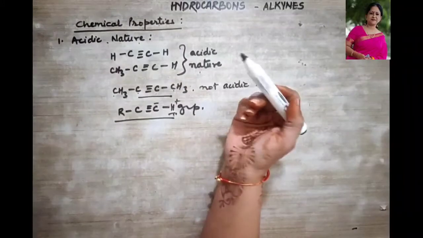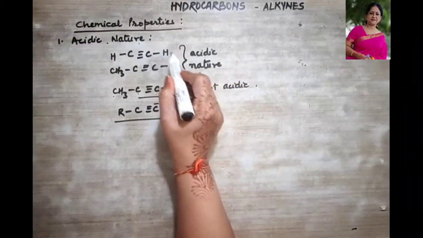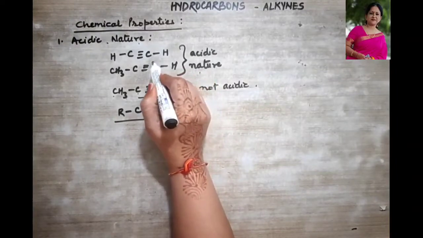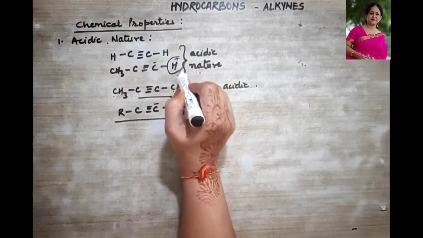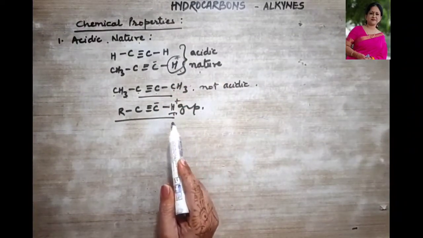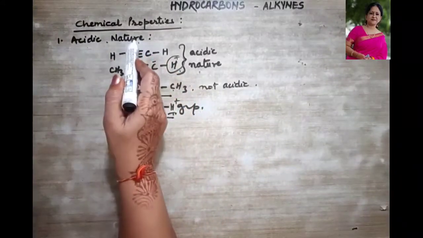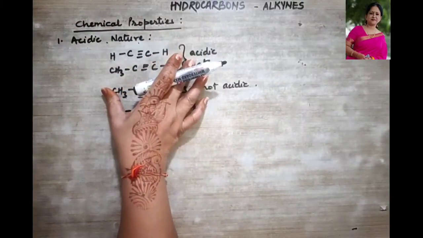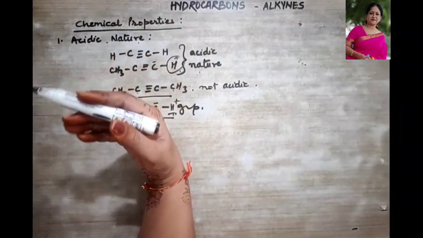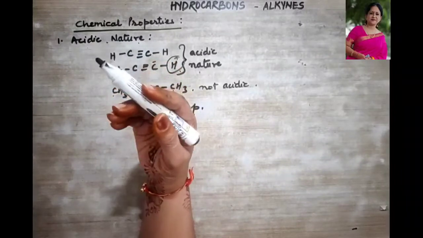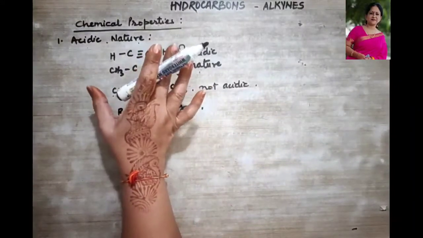Which compounds are acidic in nature and why are they acidic in nature? Because the hydrogen on the terminal carbon becomes positively charged and acts as a proton, and therefore they show acidic nature. Clear? Now let us see certain reactions to show that the alkynes exhibit acidic nature.